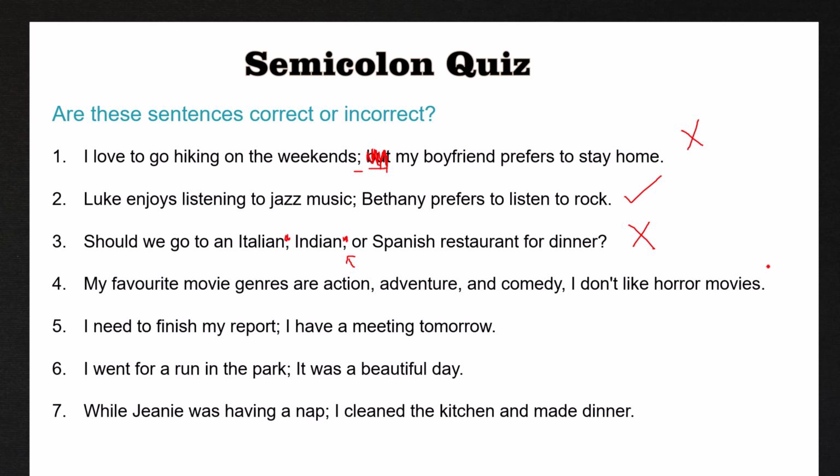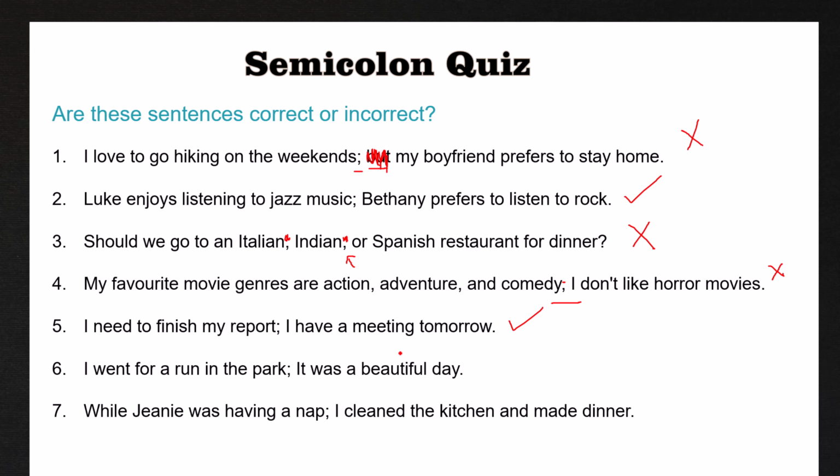Number 4 is incorrect. My favorite movie genres are action, adventure, and comedy, I don't like horror movies. Here we have a comma splice. Here we need to turn this comma into a semicolon. Or we could turn it into a period and have I don't like horror movies as a new sentence. Number 5 is correct. We have 2 independent clauses connected with a semicolon.